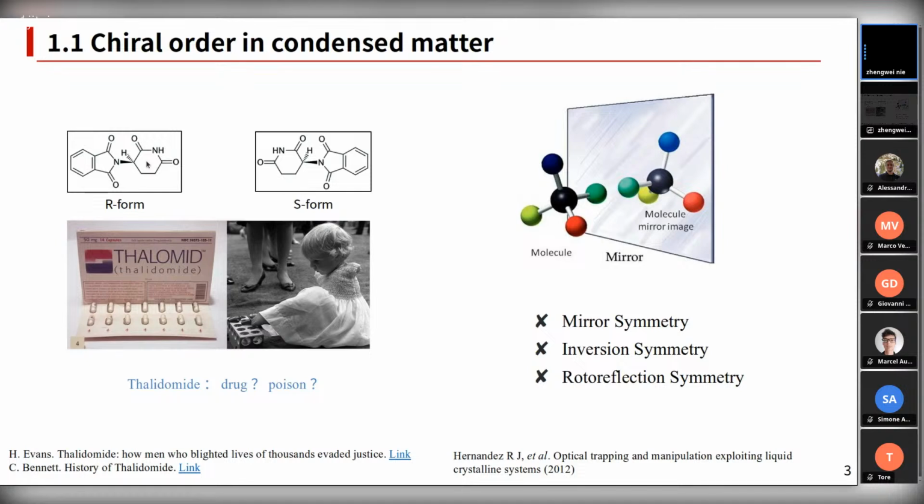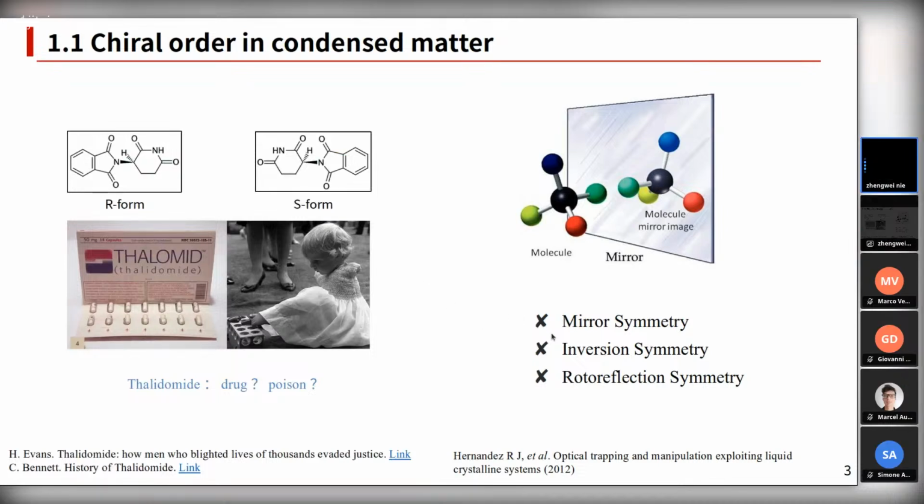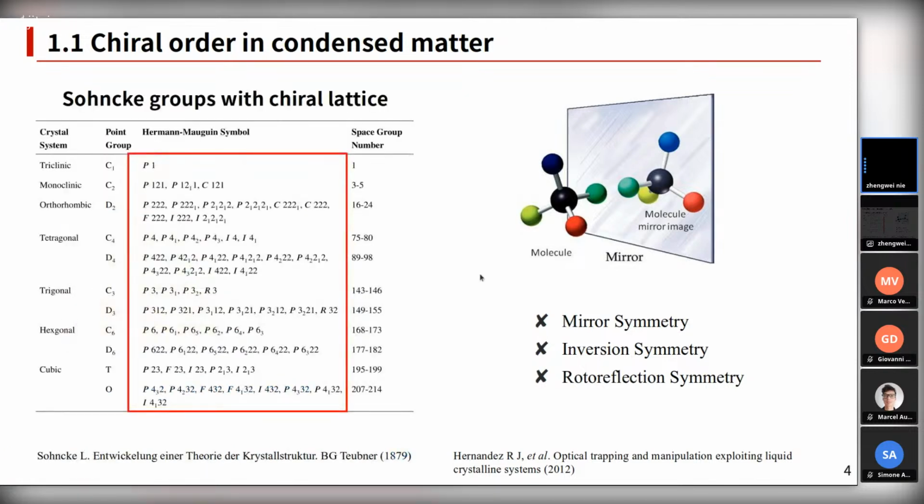Its S-isomer is deformative. And for crystals, a crystal is defined to be chiral when it lacks mirror symmetry, inversion symmetry, and rotoreflection symmetries. It can be classified by its space groups. The German mathematician Sohncke has enumerated 65 space groups, and the crystals in these groups all have a chiral crystal lattice.